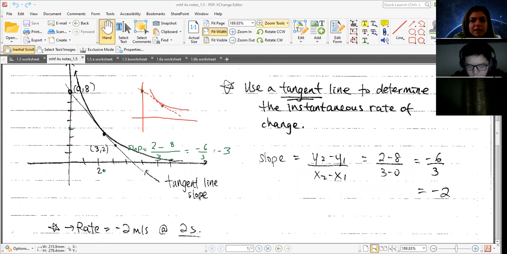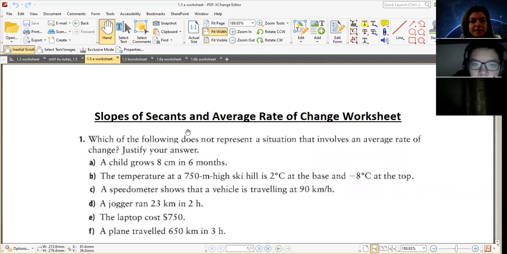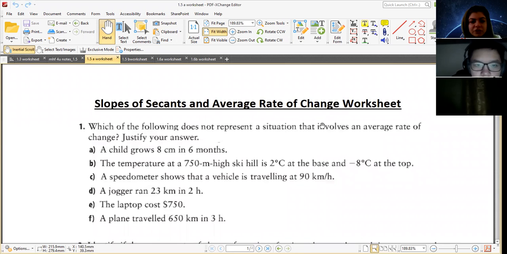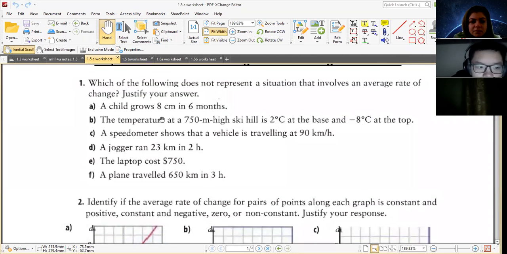So here is the end of that. I'm going to ask you to do the worksheet. The worksheet is 1.5a, the slope of secant and average rate of change. So these are the examples given. This is question 1. Which of the following does not represent a situation of average rate of change?